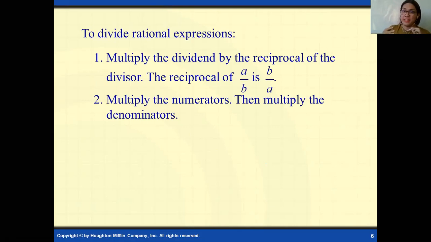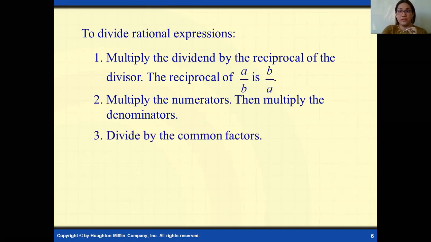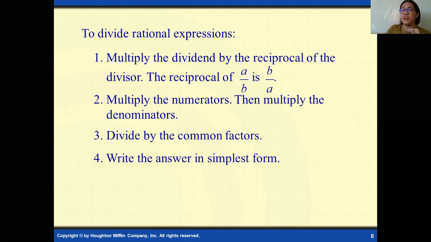So after getting the reciprocal, then we will follow the rules or the steps on how we multiply rational expressions. So same process, only the reciprocal. Then third, divide by the common factors. What will we do to the common factors? Cancel them. Then of course, after doing that, step number 4, you will arrive with your final answer, which is written in simplest form already. That's the time you can box your final answer.